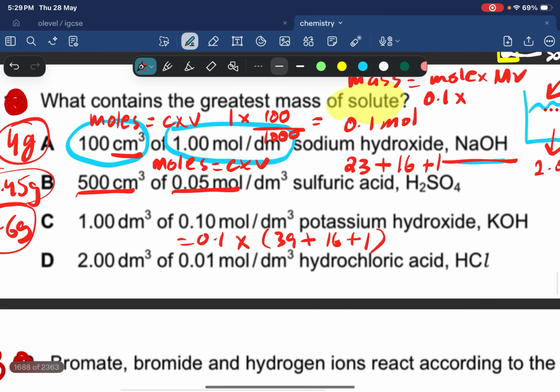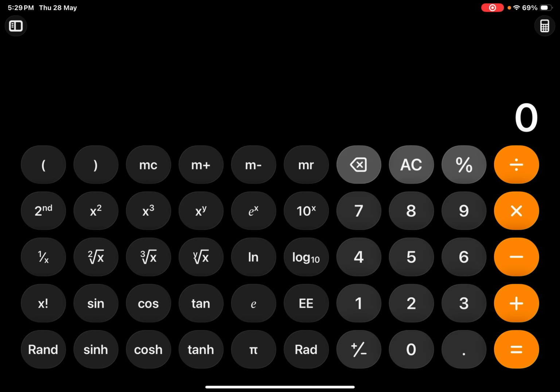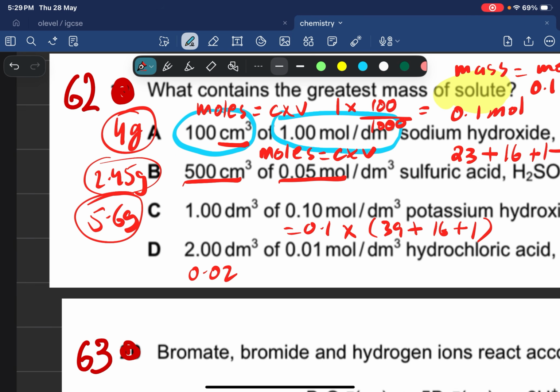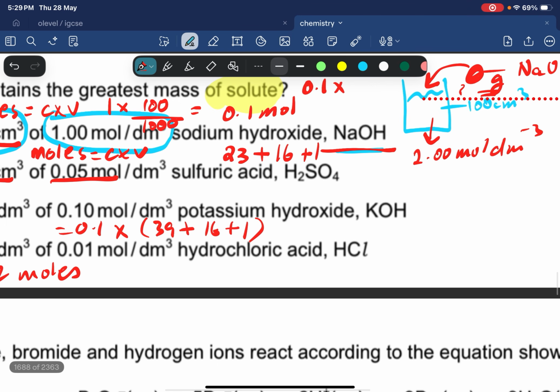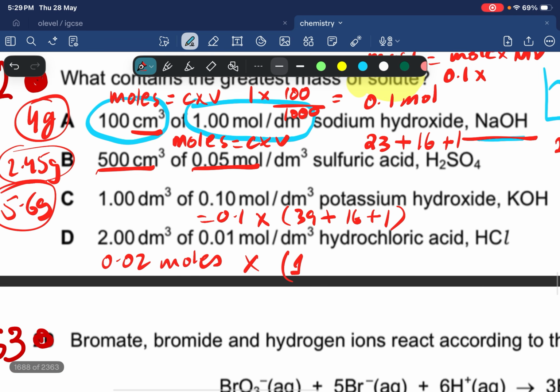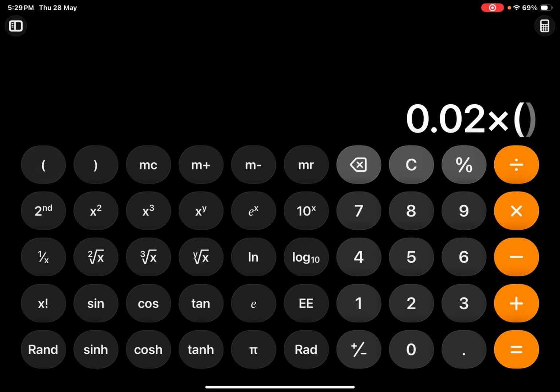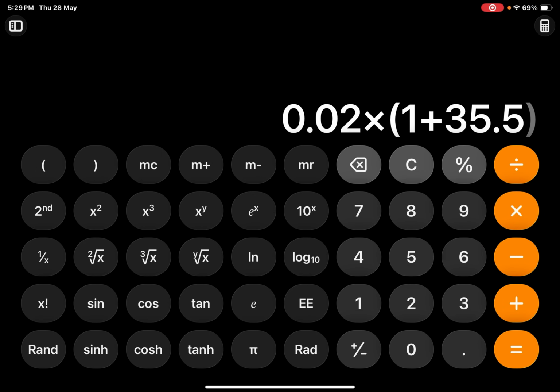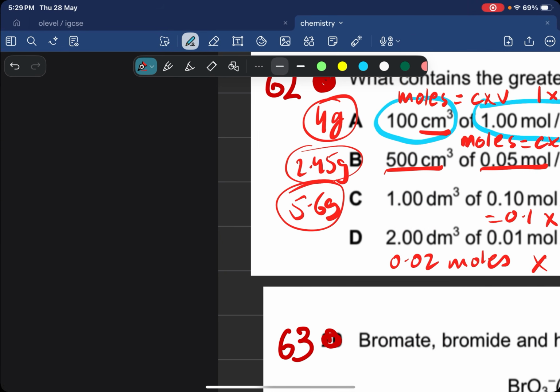Next, 2 dm cube. So 2 times 0.01 gives me the moles. That gives me 0.02 moles of HCl. Moles multiplied by the molecular mass of HCl. HCl has a molecular mass because, remember, HCl is a simple covalent gas. You dissolve it in water to form HCl acid. It's not an ionic compound. It's a simple molecular substance. Okay, Cl is 35.5, so multiplied by 1 plus 35.5. And that gives me 0.73 grams.